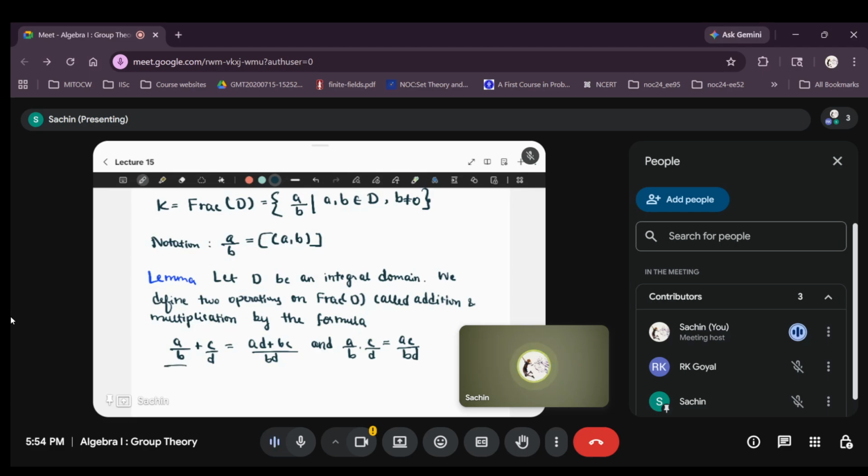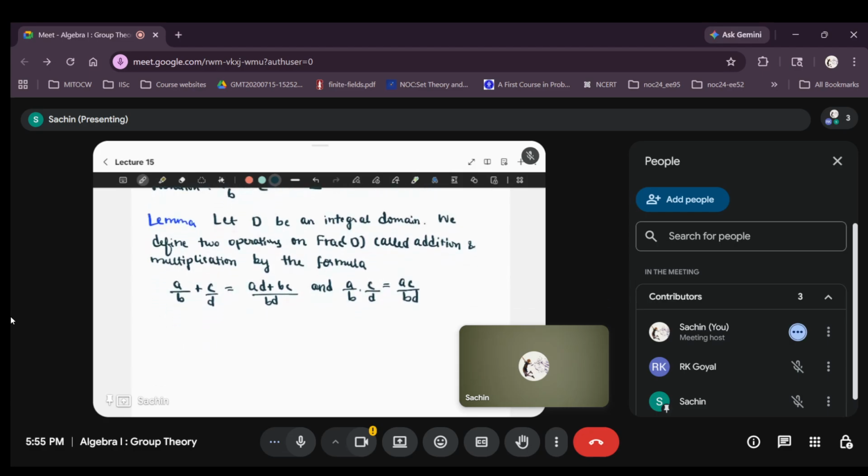So note here that you're actually adding two equivalence classes. A by B is simply the notation for the equivalence class containing A comma B. C by D is simply notation for the equivalence class containing the element C comma D. And here also you are multiplying two equivalence classes. We are saying that if you multiply two equivalence classes of this form, you will end up with an equivalence class containing this element. And the lemma is that these are well-defined operations.